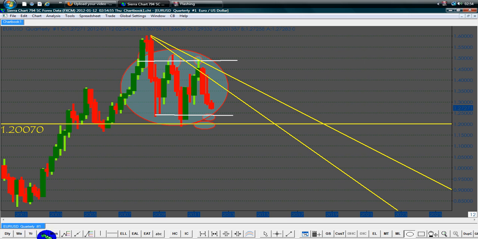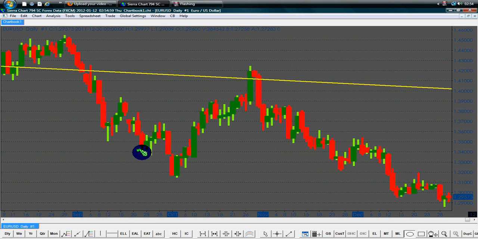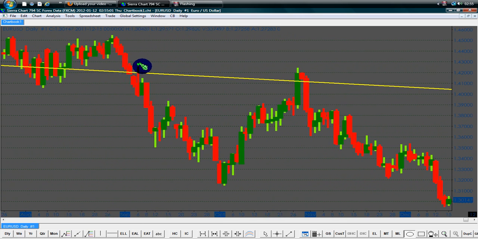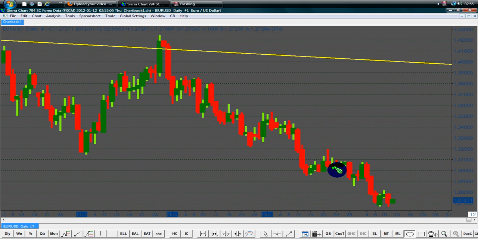So for those of you who are always stopping at the daily chart, this is what you see on the daily chart. It's just downtrend, downtrend, downtrend. It's just rolling it down, rolling it down, rolling it down. Someday it will go up, but it's just rolling it down.